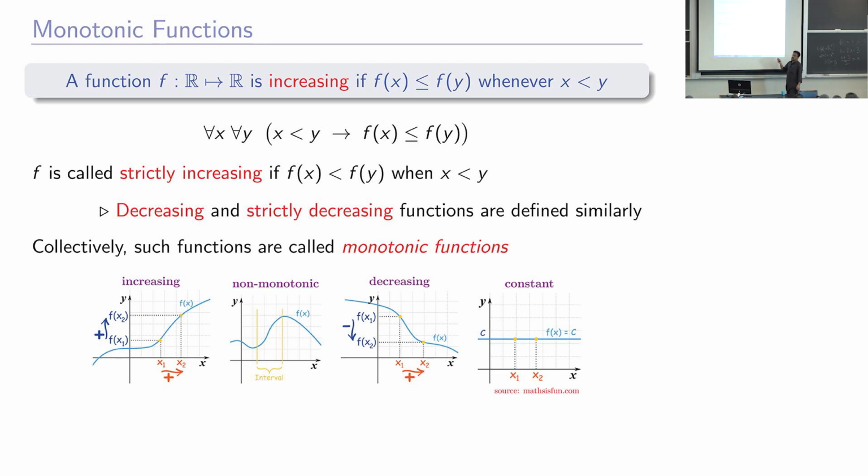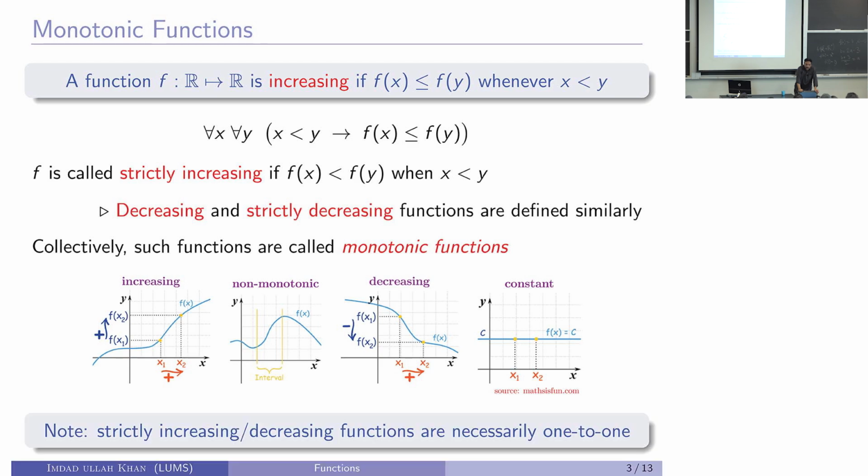This is a decreasing function. No matter where along this horizontal line, whenever I go to the right, the function values go down, in the less than or equal to sense. And this is a constant function; it neither decreases nor increases, it just stays fixed. Strictly increasing and strictly decreasing functions are, by definition, actually one to one.